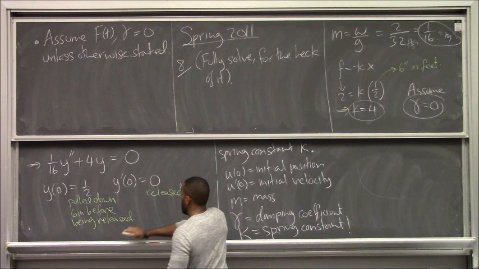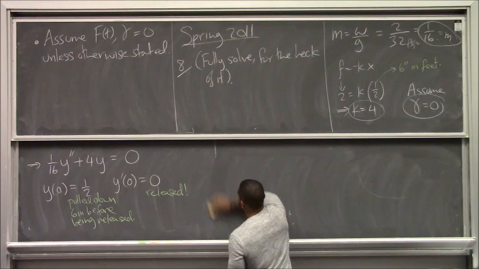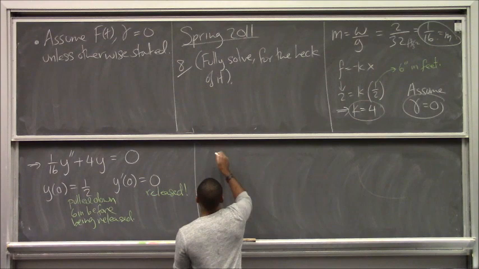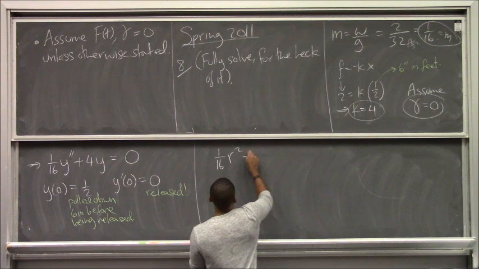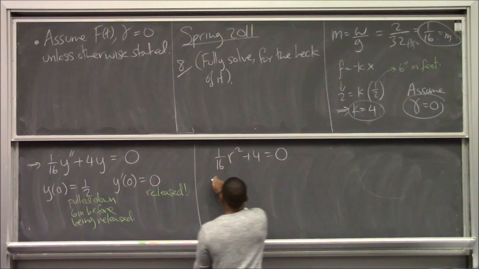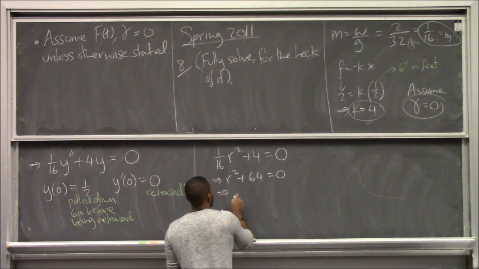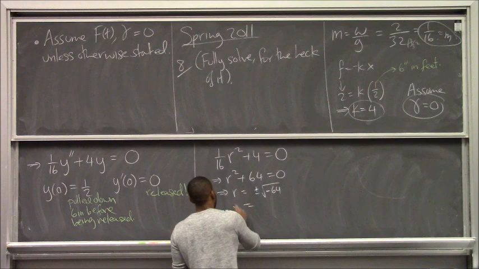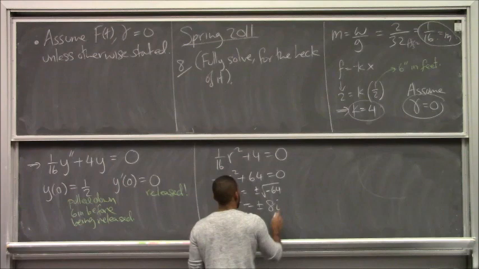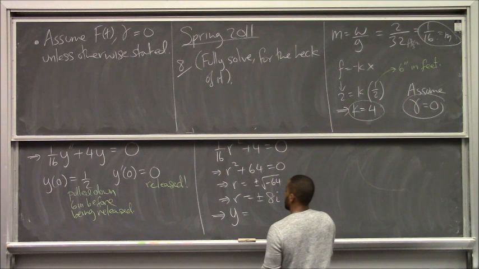Okay, let's solve this one. How would we solve that? 1/16 r squared, you mean substitution. R squared plus 4 equals 0, so r squared equals negative 64, and r is plus or minus 8i. This means that our y equals c1 cosine 8t plus c2 sine 8t.